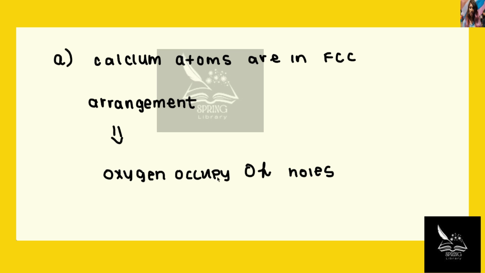So for part A, we see that our calcium atoms are in a face-centered cubic arrangement. And this means that because we have a face-centered cubic structure, our oxygen is going to occupy the octahedral holes.